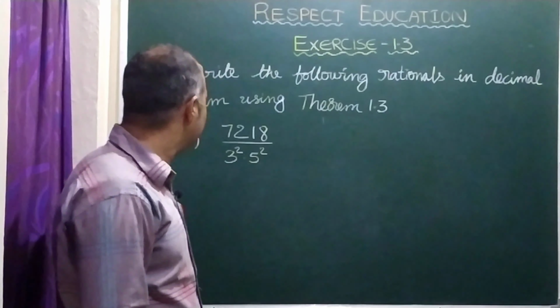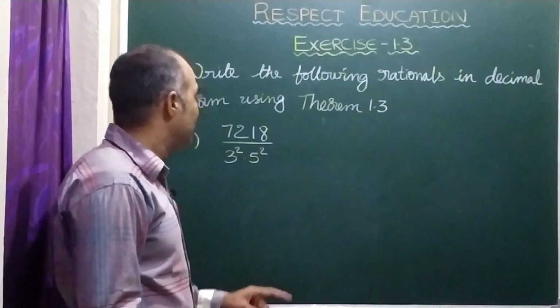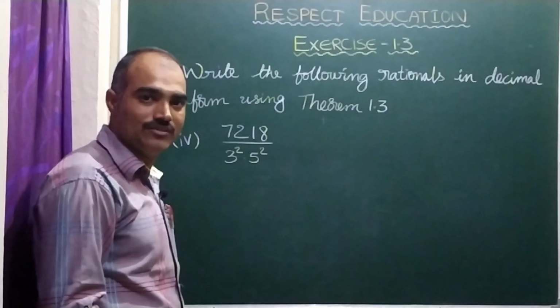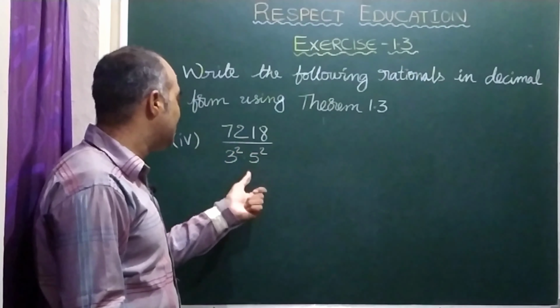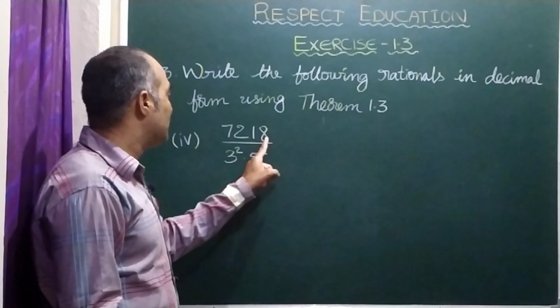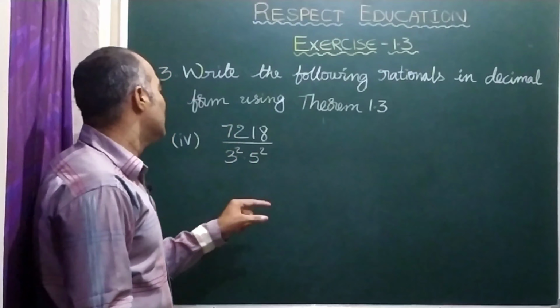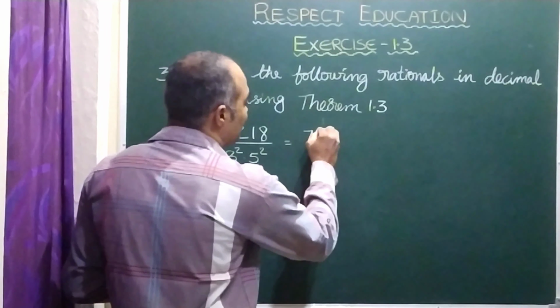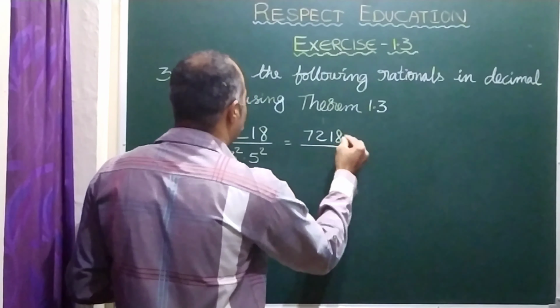Now let us see the next bit, that is the fourth bit. 7218 divided by 3 square into 5 square. Before starting the problem, let us check whether any cancellation is there. See here, 7 plus 2 is 9, 1 plus 8 is also 9, 9 plus 9 is 18. So clearly these two numbers cancel by 9. So let us do that division first, or cancellation we can call.